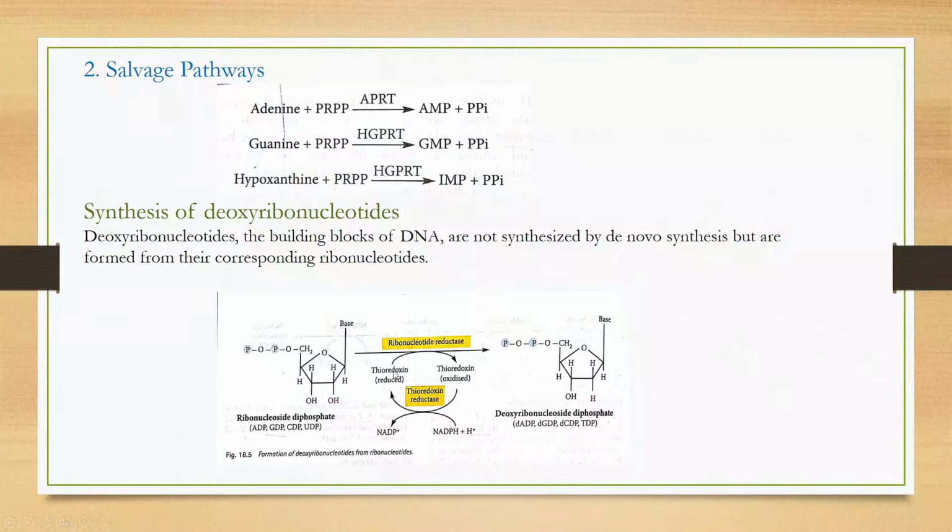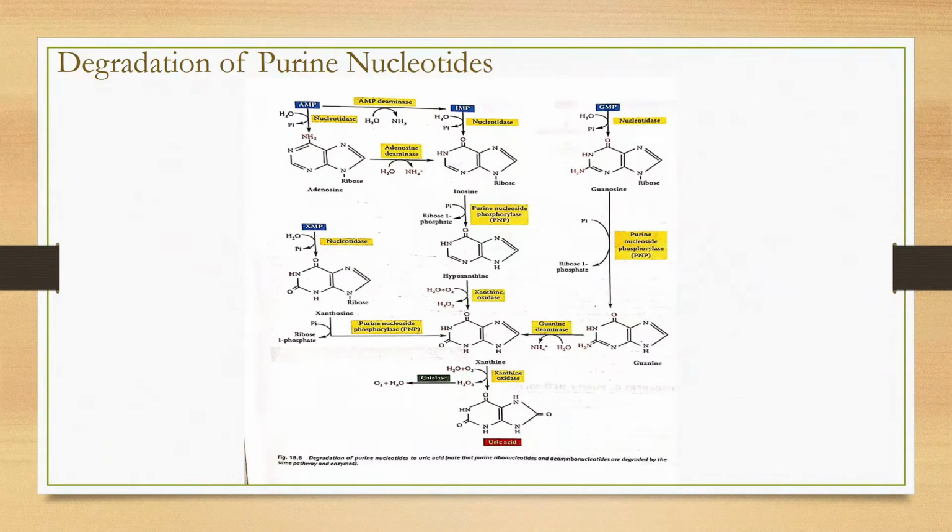The activity of ribonucleotide reductase is regulated by allosteric modulators, which ensure that synthesis of deoxyribonucleotides occurs only when the cells are actively synthesizing DNA in preparation for cell division. So this is about the synthesis of the purine.